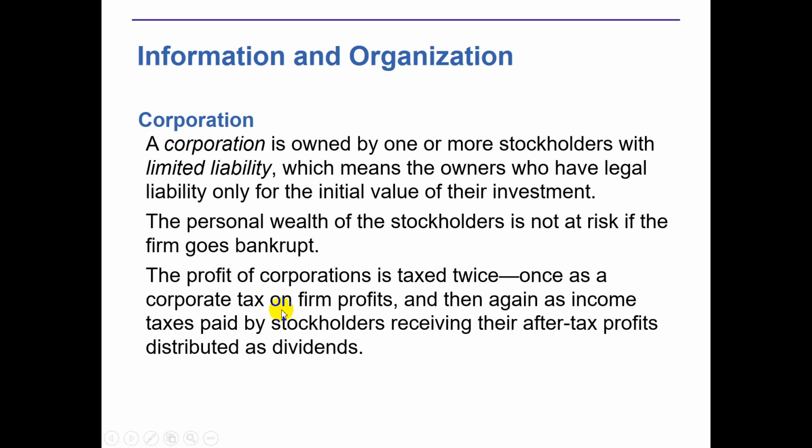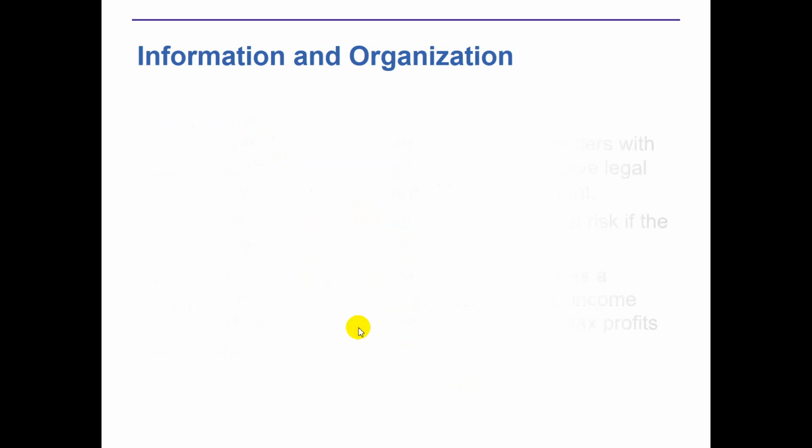Once as a corporate tax on the firm's profit, then again as income tax paid by the stockholders receiving their after-tax profit distributed as dividends. So this is the drawback of corporations, because they charge double taxes. Also, the tax rate for the corporation is higher than the personal tax rate in most countries.